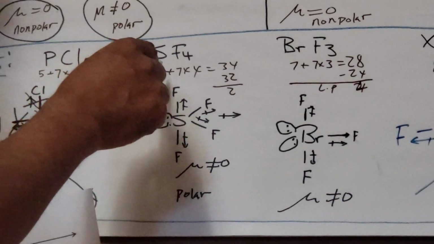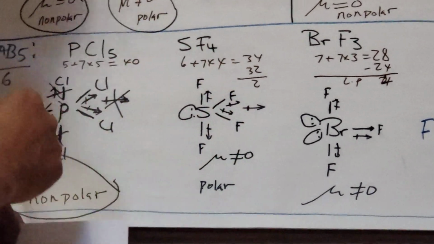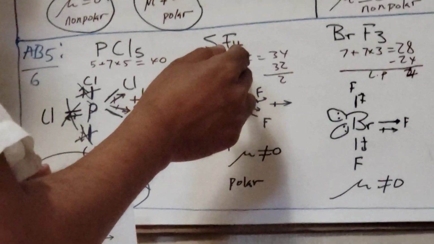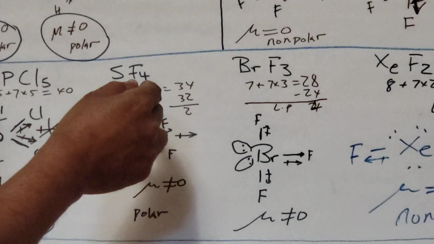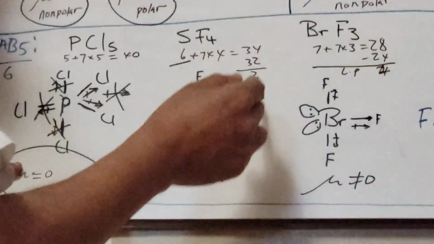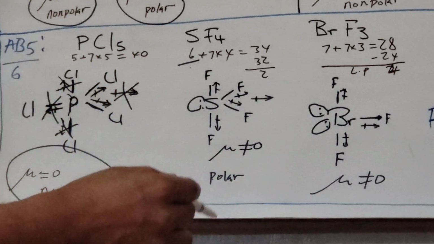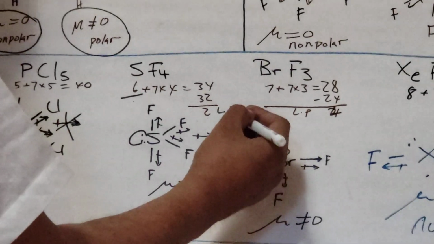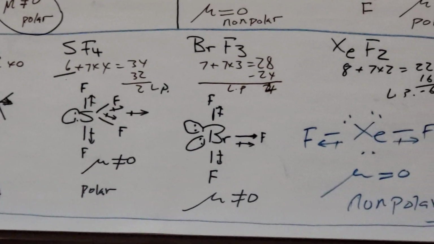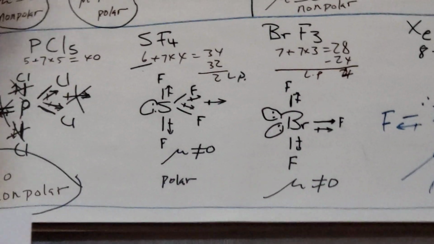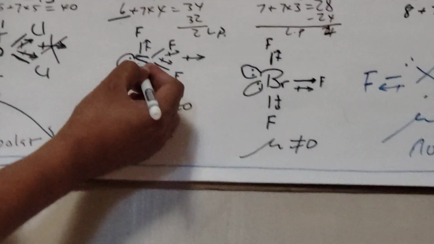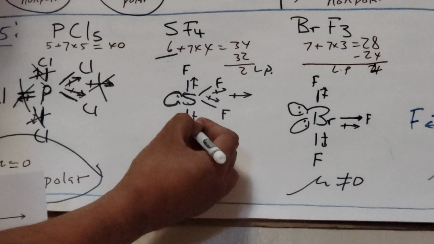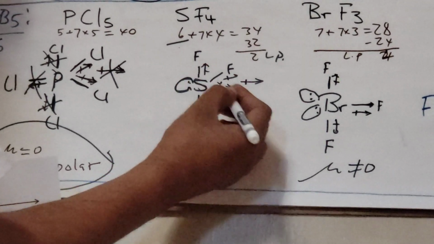So now sulfur tetrafluoride. Sulfur has 6 electrons on the outer shell, and fluorine has 7. 7 times 4 is 28, plus 6 is 34. So the highest multiple of 8 is 32. You have 2 electrons, 1 lone pair. Okay, so this is sulfur, and this is the lone pair, like this. And this is one fluorine here, another one is here.